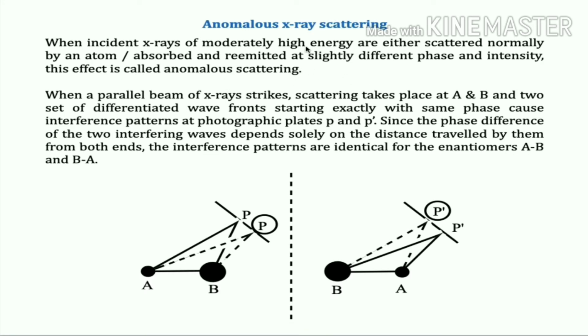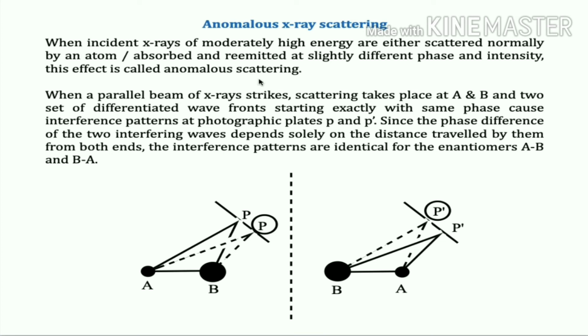anomalous X-ray scattering. In this case, to see how we assign the absolute configuration, first we will see what anomalous scattering is. When incident X-rays of moderately high energy are either scattered normally by an atom, or absorbed and re-emitted at slightly different phase and intensity, this effect is called anomalous scattering.